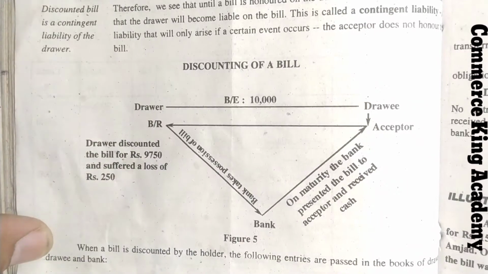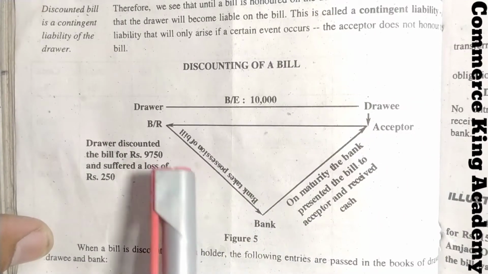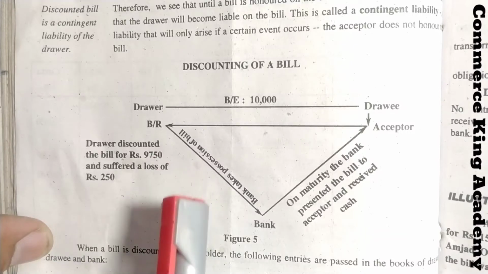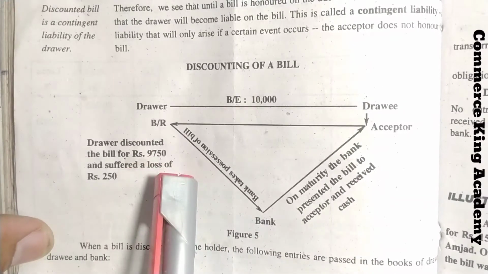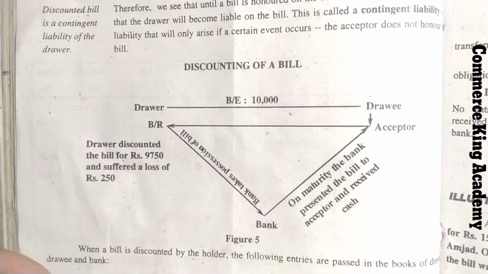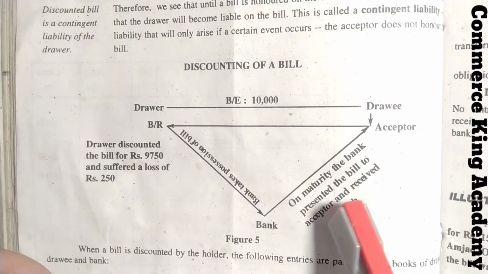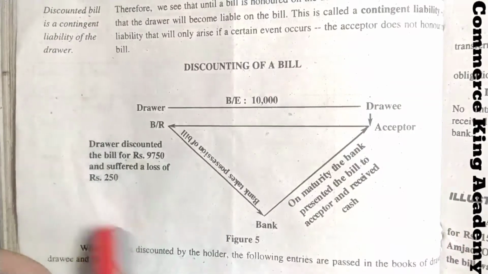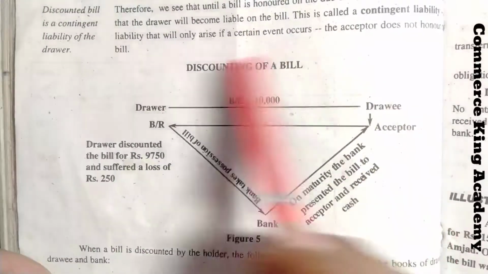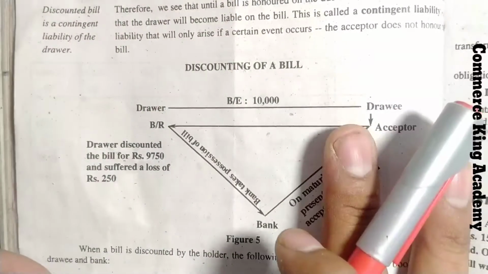Right? So, the bank takes possession of the bill when the drawer gets a discount from the bank. And ultimately, on maturity, the bank presents the bill to the acceptor and receives cash. That's it. All the process of discounting of a bill of exchange has been completed here.